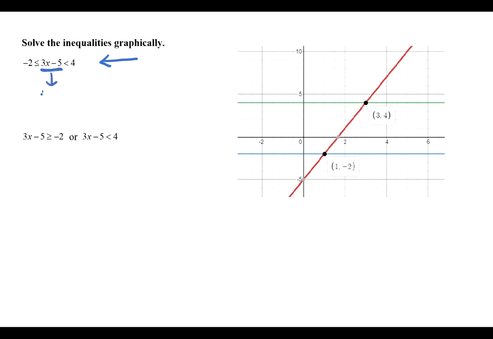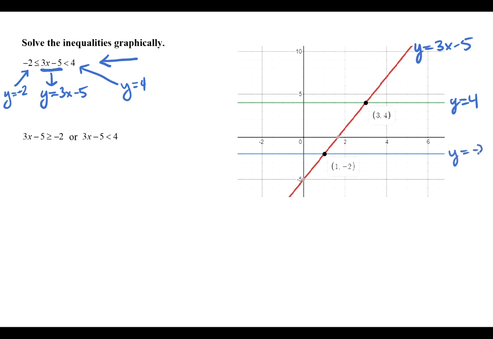So when we graph it, it would be y equals 3x minus 5, which we can see here in our diagonal red line. And then the two sides, the left and the right side, would be horizontal lines at -2 and at 4. So we can see the horizontal line here at y equals 4 in green, and then in blue, y equals -2. If we want the diagonal line to be between those two horizontal lines, that would be in this middle region.